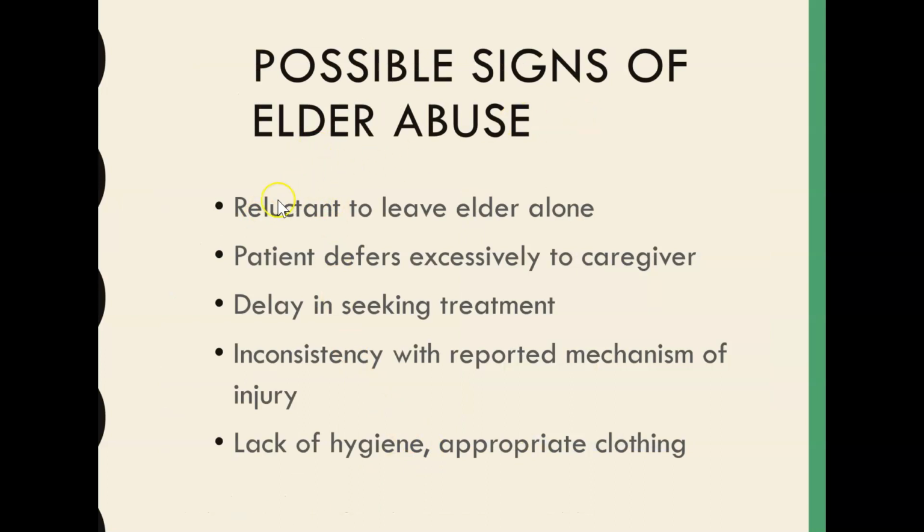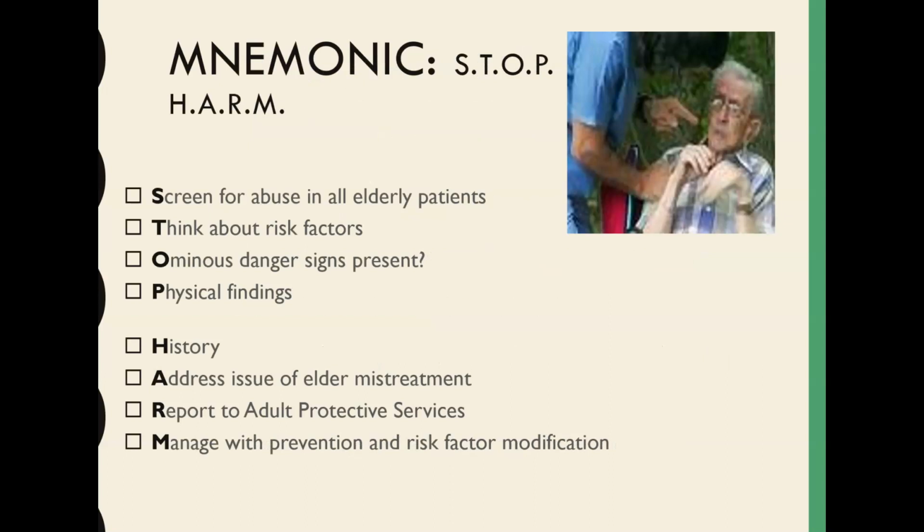Signs of elder abuse: when a person doesn't want to leave that person alone. If the elder person is excessively deferring to that caregiver, whenever they say something they're looking at the caregiver. Delays in seeking treatment for things, inconsistencies in reporting about injuries, lack of hygiene and appropriate clothing, those type of things.